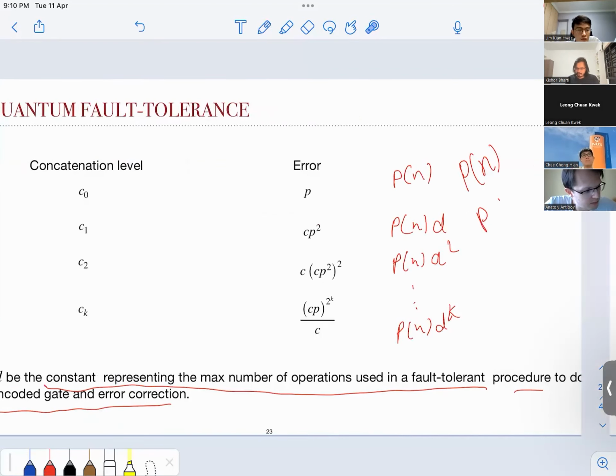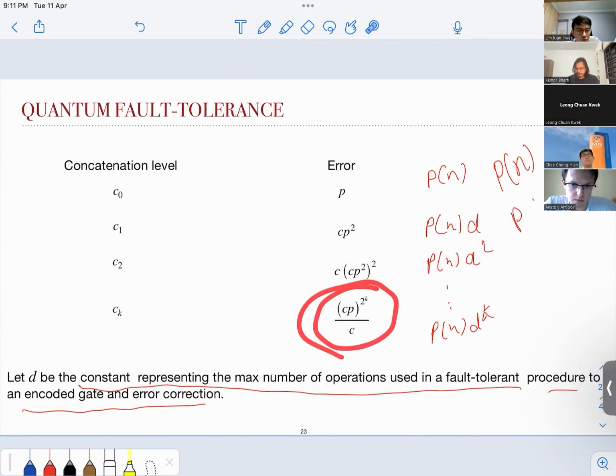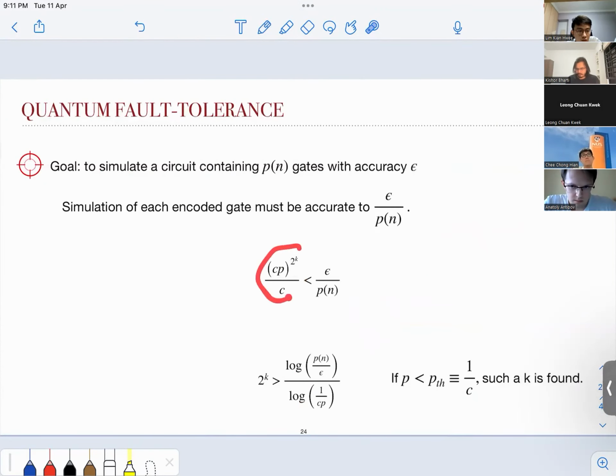So you see here that if you go to kth level, you can bring down the errors to this much. So you have this thing less than epsilon by Pn, which means you can take 2 to the power k here, take the log, and you will get that 2 to the power k should be greater than this number. So whenever P is less than P threshold, which is 1 by C, you can find such a k. You can find a k such that this is possible.